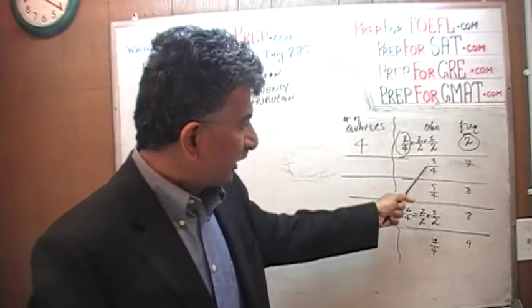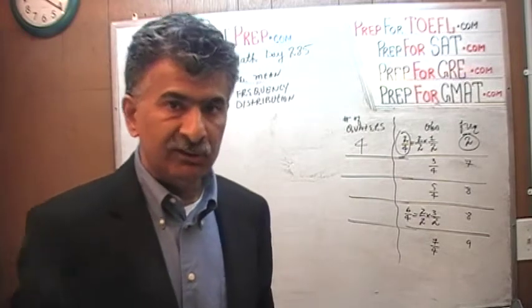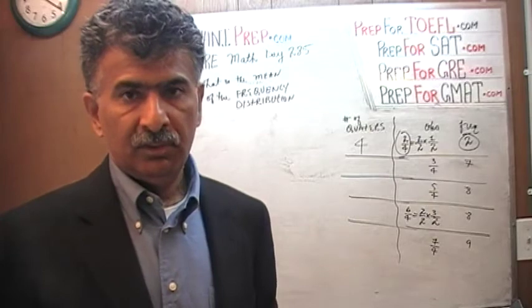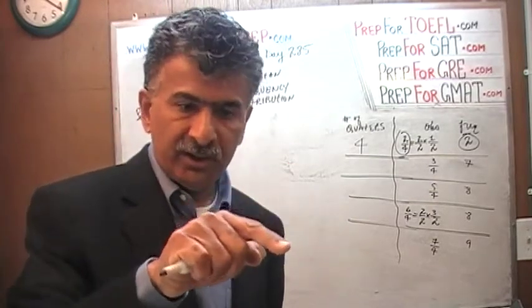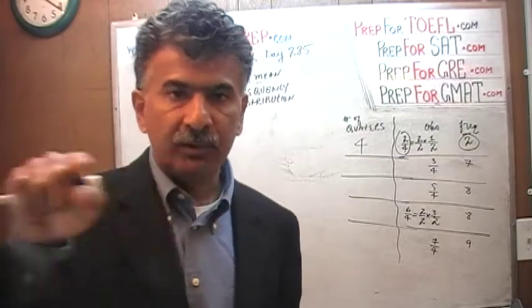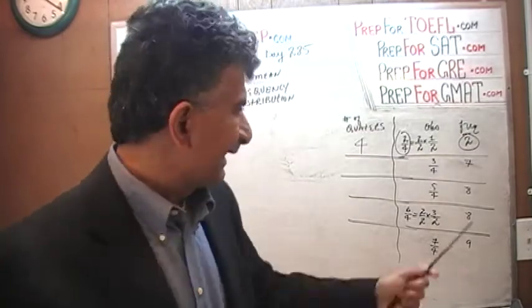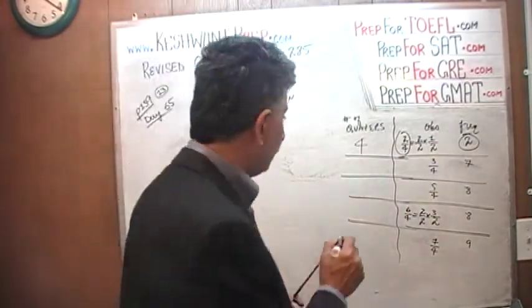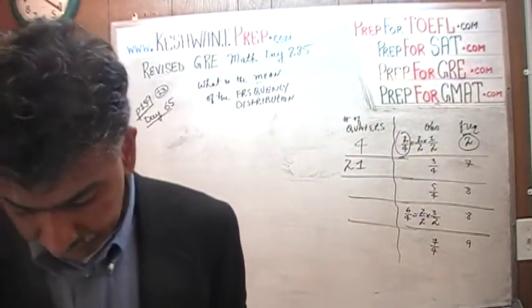Here I have 3 quarters. How many 3 quarters do I have? I have 7 containers of 3 quarters each. I have 7 locations: 3/4 here, 3/4 here, 3/4 here, 7 of those. So if I add up all the 3 quarters in the 7 containers, how many quarters will I end up with? I will end up at 21 quarters.